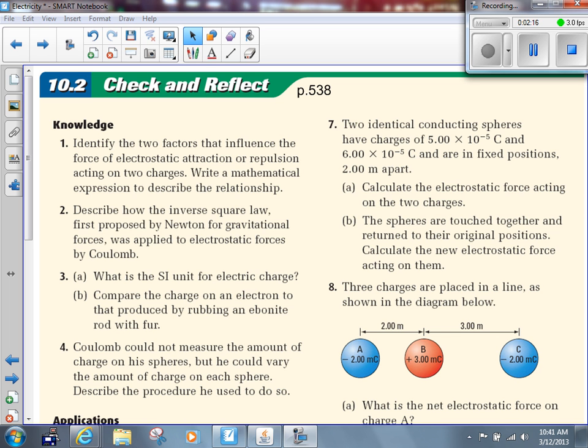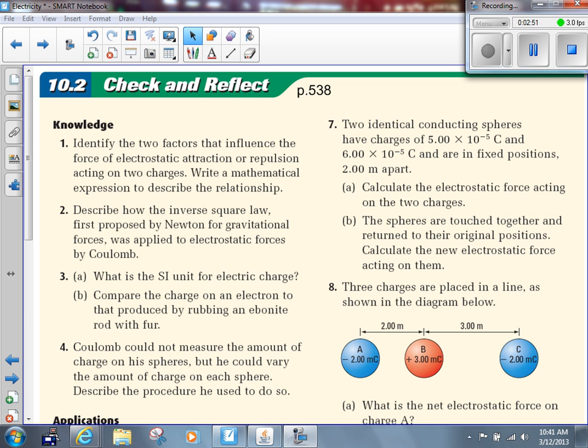Question 7 says, two identical conducting spheres have charges of 5 times 10 to the negative 5 coulombs and 6 times 10 to the negative 5 coulombs and are in fixed positions. I wouldn't say they're identical conducting spheres if they have different charges, but I think we understand the question here, even though it's not worded all that well. And they're 2.00 meters apart. In question A, we weren't asked to do that, but we'll spend a minute just talking about question A as well. Calculate the electrostatic force acting on the two charges.